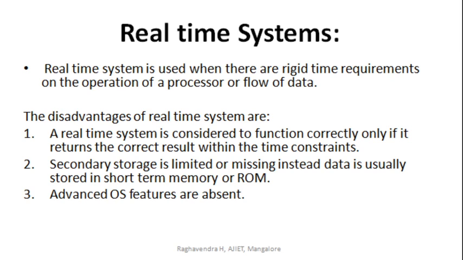Okay, there are disadvantages of the real-time system. A real-time system is considered to function correctly only if it returns the correct result within the time constraint. If it takes a little more time to send the information, then it is not the proper real-time system. Also, secondary storage is missing. There is no secondary storage in the real-time system.